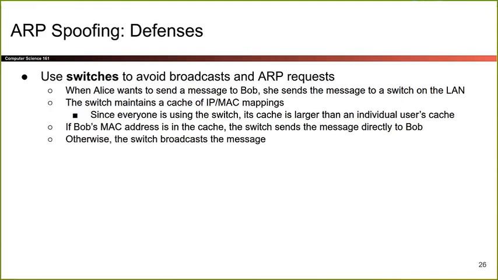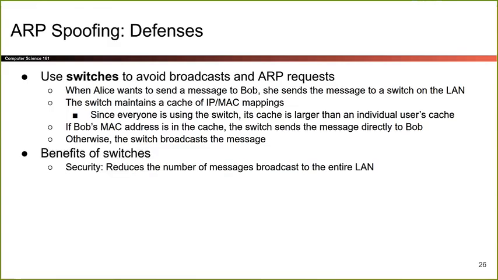And if for some reason the switch doesn't know, then the switch will say, okay, I don't know, so let's just broadcast the message. And hopefully a good switch will have a very large cache, so it won't have to broadcast that often. So this method is a little bit better than before because I'm not just randomly asking people to give me their MAC address. I'm actually asking a switch, which will have a larger cache. There are also some other side benefits. So again, we talked about security. There are fewer broadcast messages. And that also means there are fewer opportunities for an on-path attacker to read a message or to do ARP spoofing.